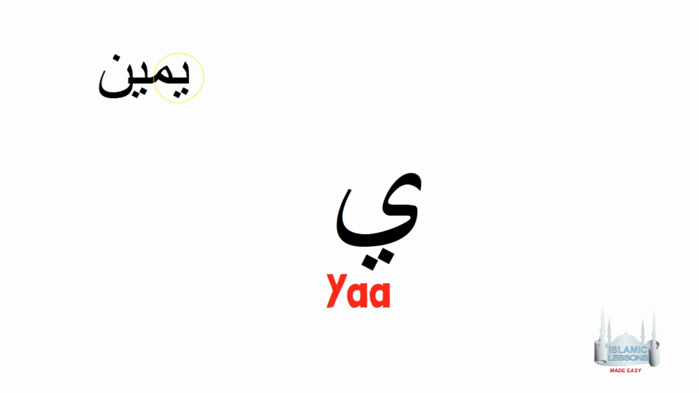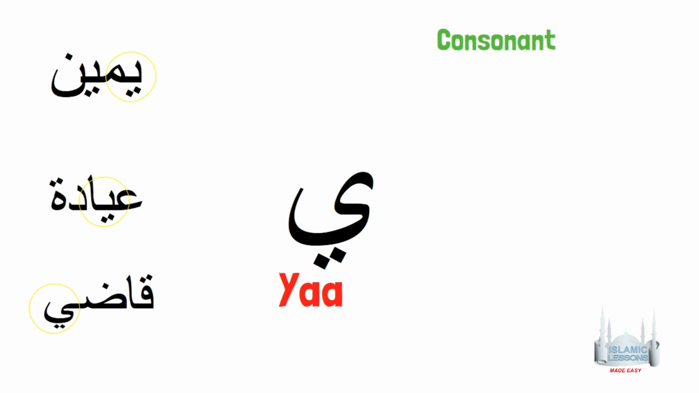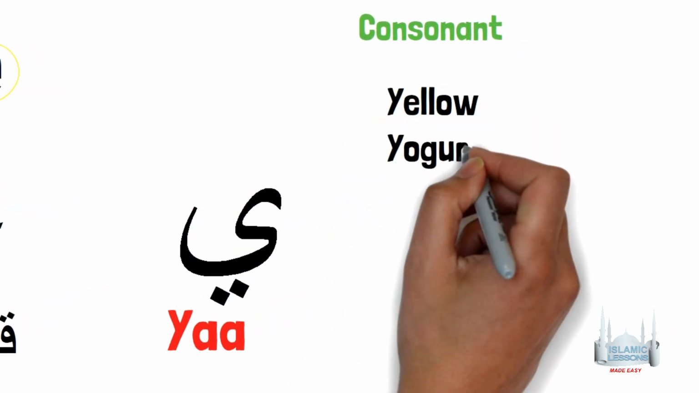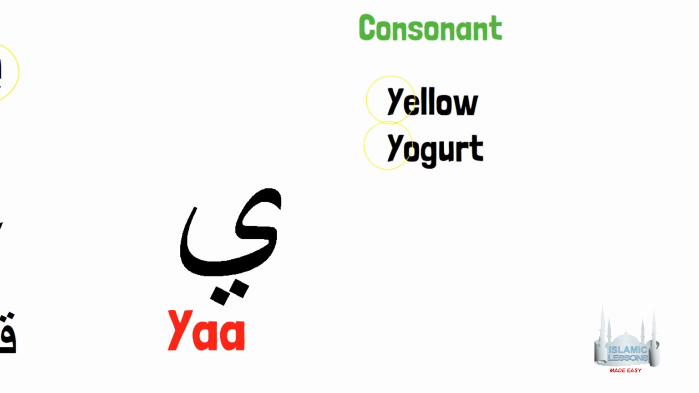This letter is called ya. This is what the ya looks like at the beginning, like this in the middle, and like this at the end of a word. Ya can either be a vowel or a consonant. If ya is a consonant, it will sound similar to the English letter Y in the word yellow or the word yogurt. Here are some examples. Ya in the word yawm, or ya in the word yad.